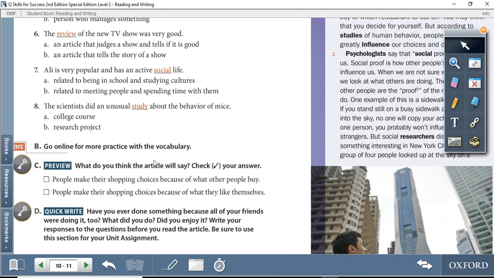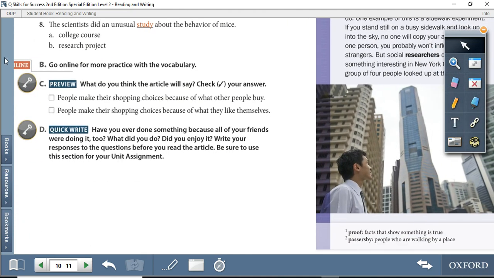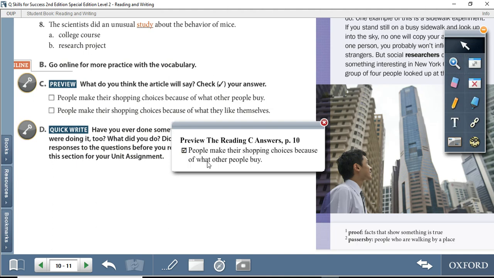Moving on to the preview section, activity C. What do you think the article will say, and check your answer. So you need to first preview the article, and then you may check. People make their shopping choices because of what other people buy. The first one.